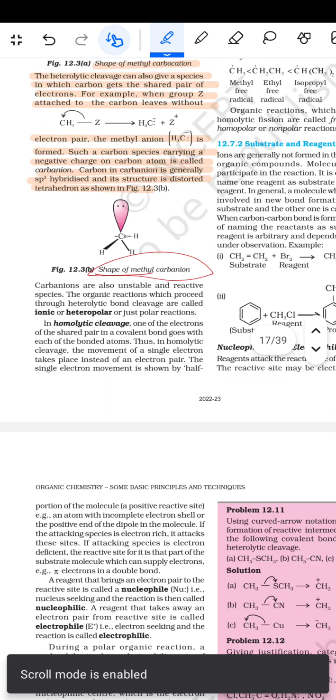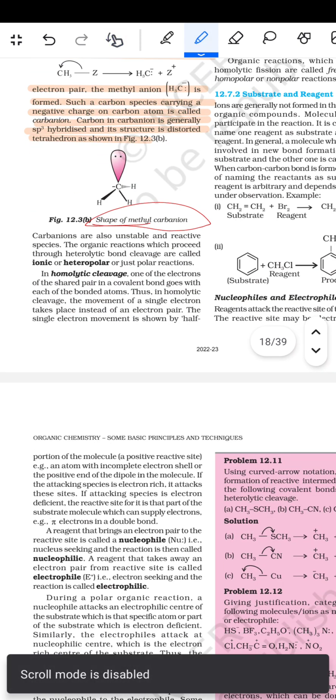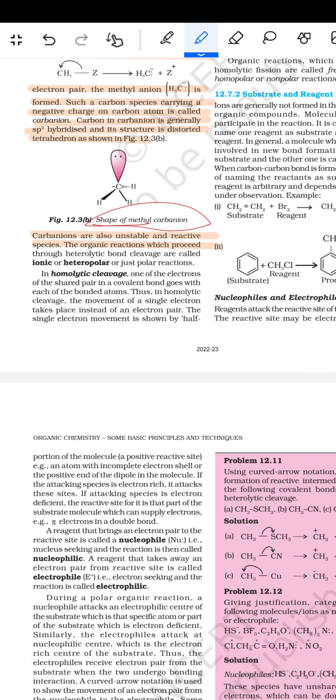Carbanions are also unstable and reactive species. The organic reactions which proceed through heterolytic bond cleavage are called ionic or heteropolar or just polar reactions.